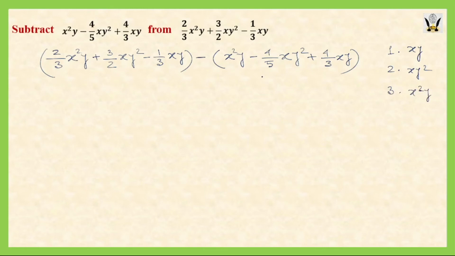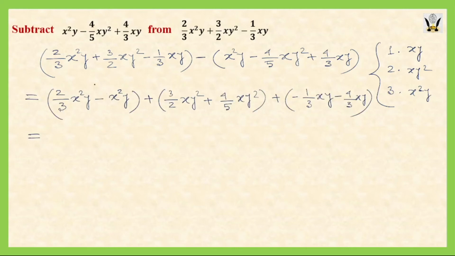Now in the second algebraic expression, we also have x square y that we have already considered. Then we have xy square that we also have considered, and xy. That means in these two algebraic expressions we have these three formats, and according to this format of the variables we will group or combine the terms.